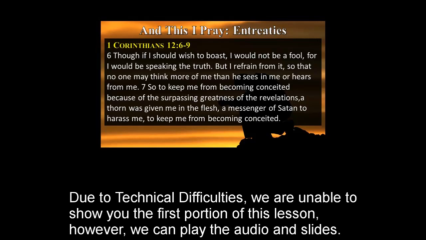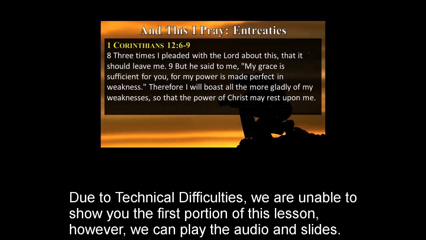As Paul's talking about his life and about his service to God, not in a boastful way, he gets to this point in chapter 12 and verse 6, where he says this: "Though if I should wish to boast, I would not be a fool, for I would be speaking the truth. But I refrain from it so that no one may think more of me than he sees in me or hears from me. So to keep me from becoming conceited because of the surpassing greatness of the revelations, a thorn was given to me in the flesh, a messenger of Satan to harass me, to keep me from becoming conceited.